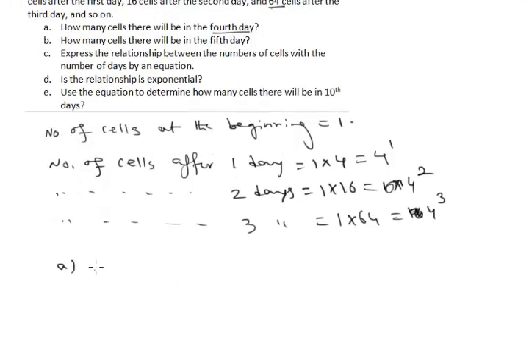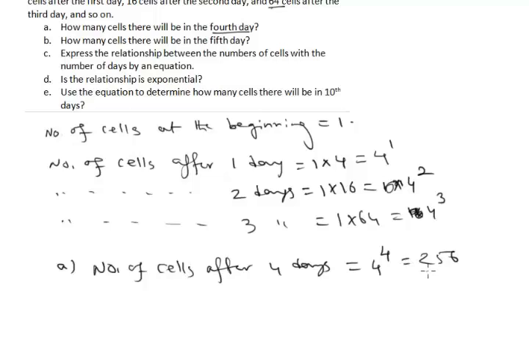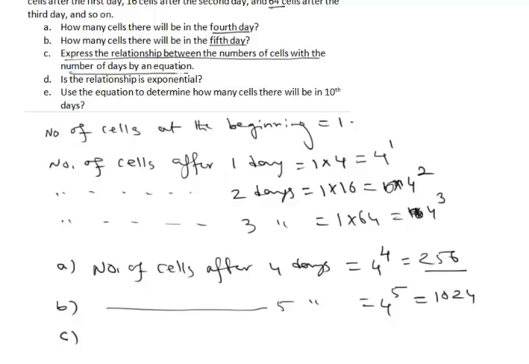Question A is, how many cells will there be after the 4th day? The number of cells after 4 days will be 4 to the power 4. If we calculate it, we will get 256. 4 times 4 times 4 times 4 is 256. Question B is, how many cells will there be on the 5th day? The number of cells on the 5th day will be 4 to the power 5. If we calculate it, we will get 1024. Question C is, express the relationship between the number of cells and the number of days by an equation.